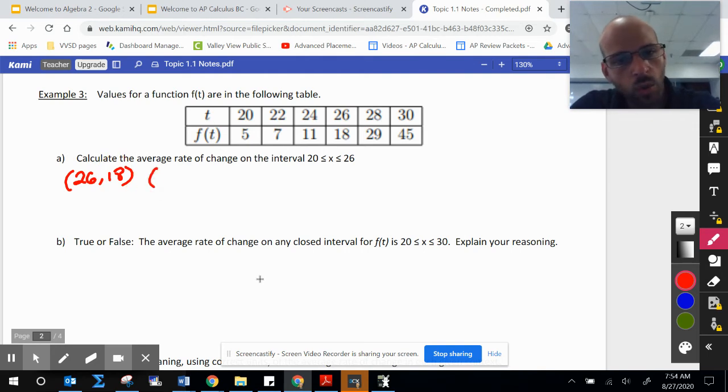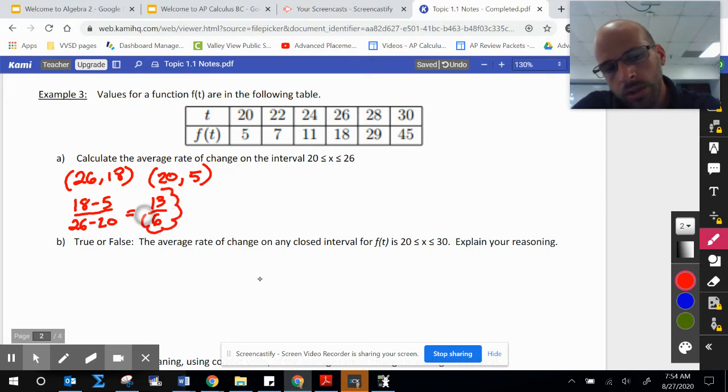And at 20, I have the y value of 5. Now I kind of flip-flop my numbers here, but ultimately you should get the same answer regardless. So if I did 18 minus 5 all over 26 minus 20, I get 13 over 6, which does not really reduce. So I just get the average rate of change of 13 over 6.